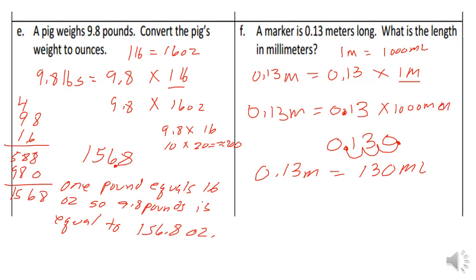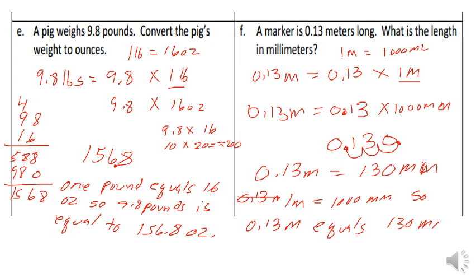Millimeters. I know I was saying liters there. So 1 meter equals 1,000 millimeters. So 0.13 meter equals 130 millimeters.